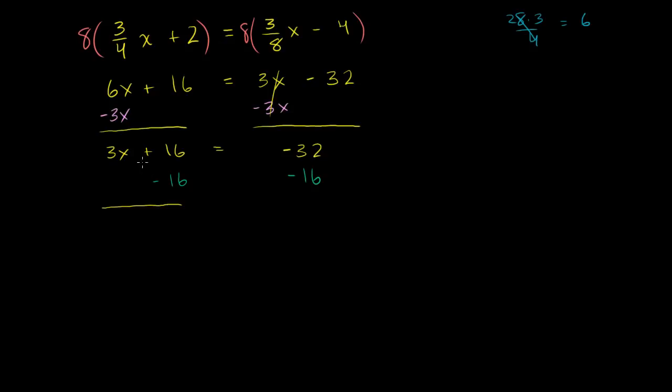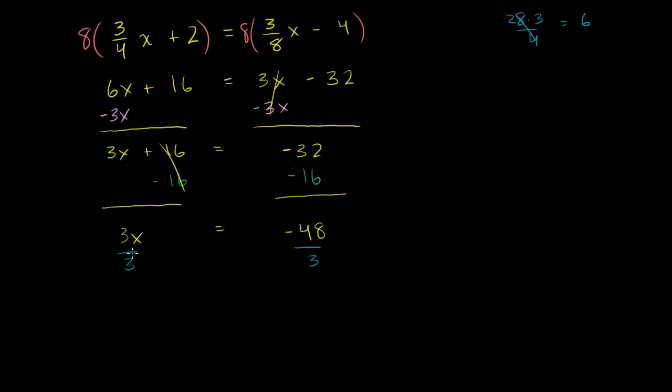The left-hand side of the equation just becomes 3x. These 16's cancel out. You don't have to write anything. It is equal to -32 minus 16, which is -48. So we have 3x is equal to -48. To isolate the x, we can just divide both sides of this equation by 3.